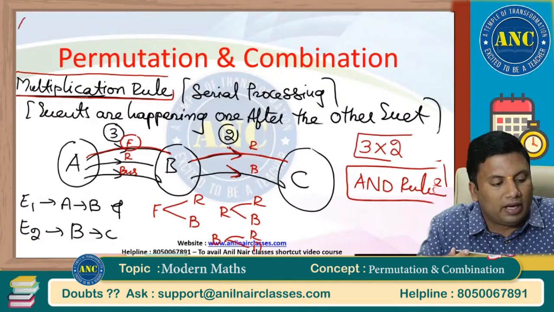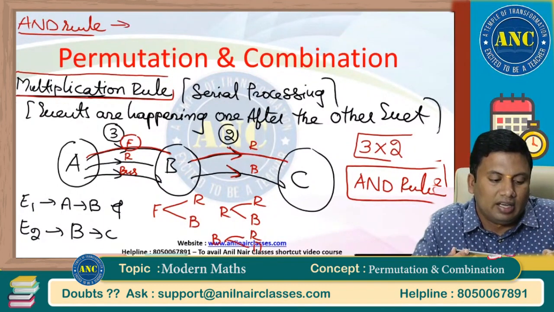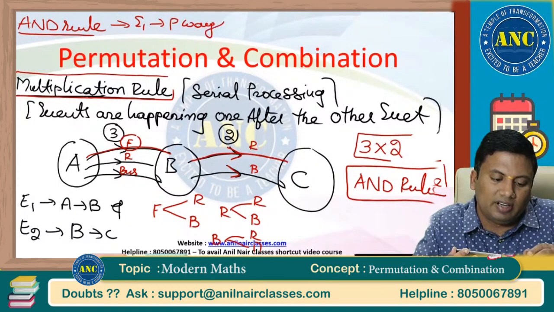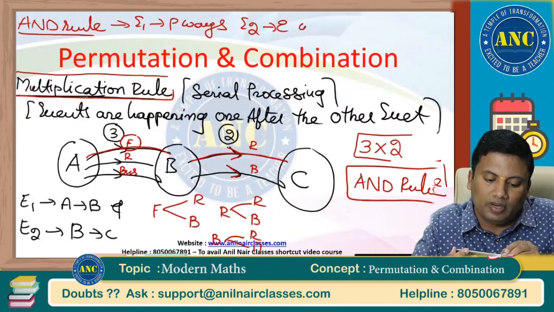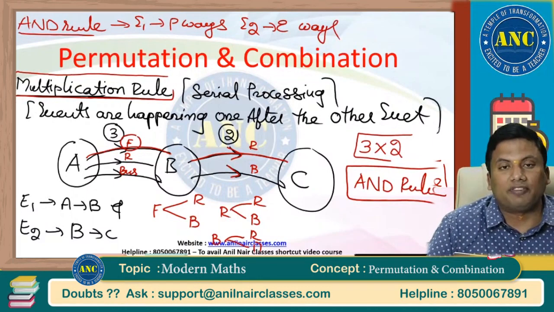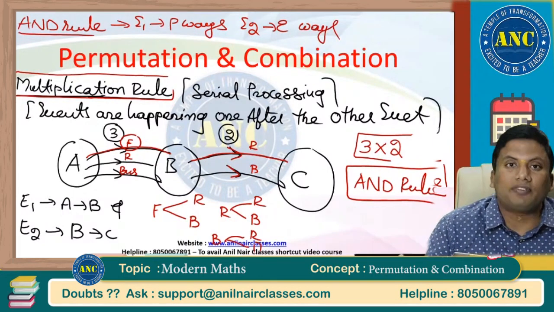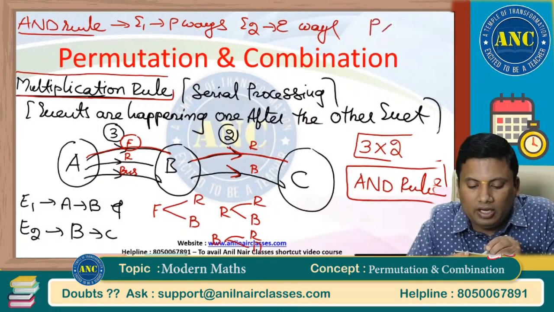What do you mean by an AND rule? The AND rule says that one event will happen after the other event. If the first event takes P ways, and the second event takes Q ways, the total number of ways of having event 2 after event 1 is P into Q ways.